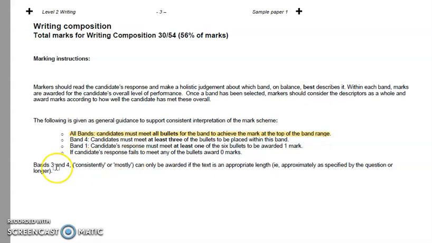Okay. Now, this thing here I'd like to draw your attention to: bands 3 and 4, consistently or mostly. Those are the top bands. They can only be awarded for a text of appropriate length, approximately as specified by the question, or longer. Now that word approximately, what that means is while you absolutely should not be counting words in the exam, you should aim to get it somewhere within the word count they specify. The best way to do that is to have some idea of how many words you write per page of A4.